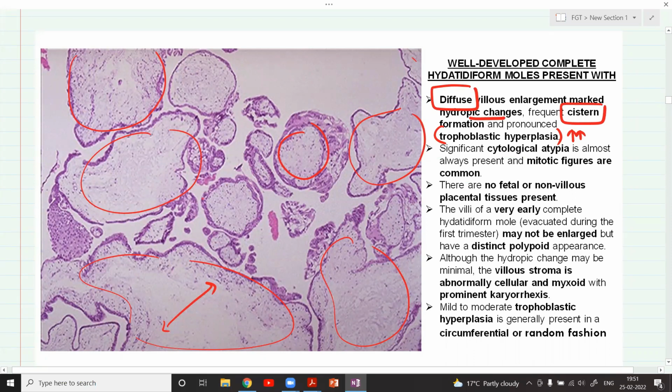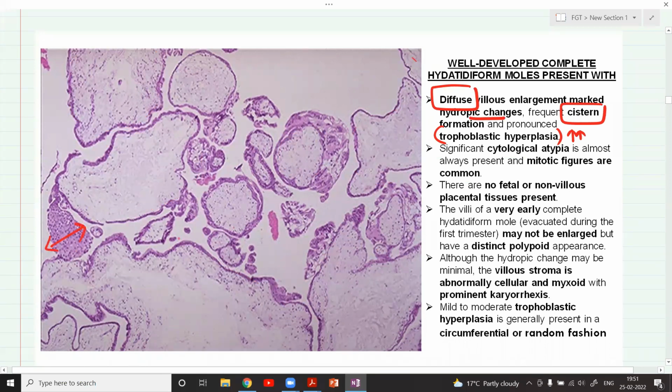Now you must be thinking, sir, where is the trophoblastic hyperplasia? I cannot see it. So outside the cistern, I will just highlight the trophoblast over here. Can you see a group of syncytial trophoblasts? Can you appreciate the lining over here? Yes, these are all trophoblastic proliferation. Over here the trophoblastic proliferation is completely circumferential. See this amount of trophoblastic tissue.